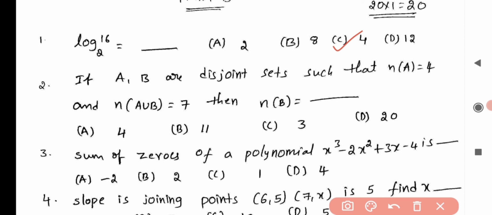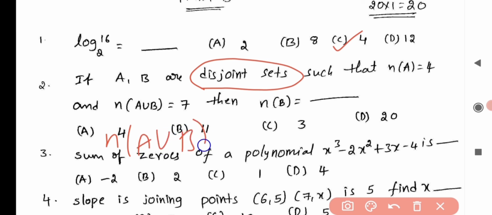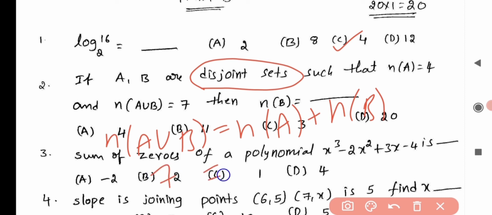Next, second one. If A and B are disjoint sets such that n of A equals 4 and n of A union B equals 7. A, B are disjoint sets, so n of A union B equals n of A plus n of B minus n of A intersection B. A, B are disjoint sets, so there are no common elements, so A intersection B is not there. Next, n of A union B is 7, equals n of A, which is 4, plus n of B. So 4 changes to the LHS, 7 minus 4 is 3. So n of B value is 3.